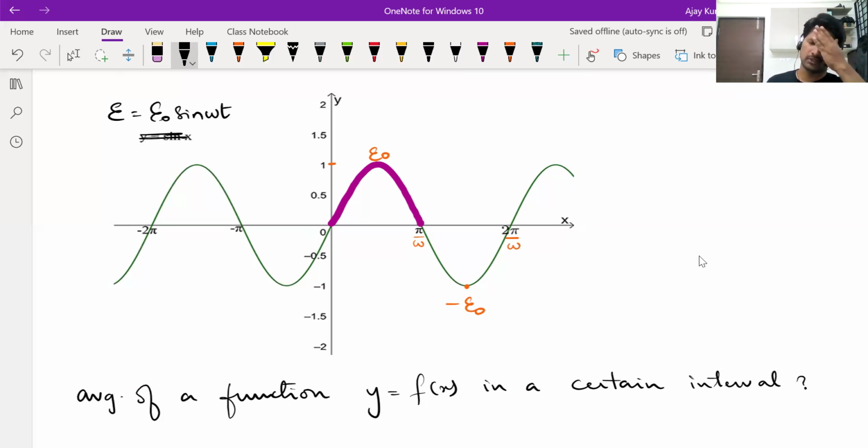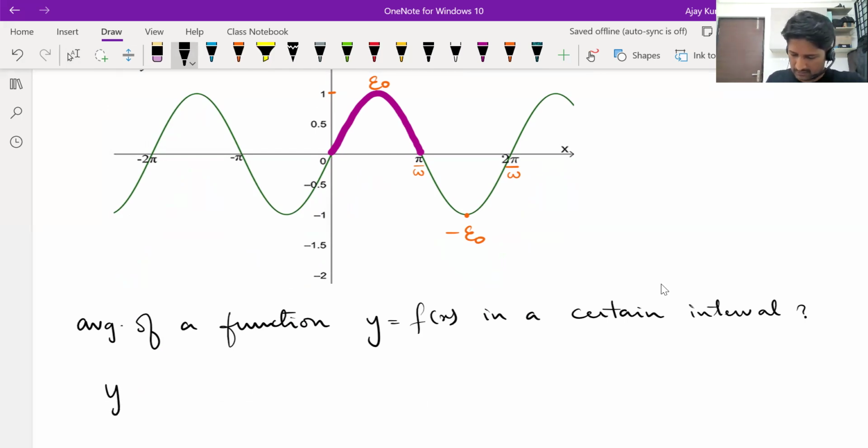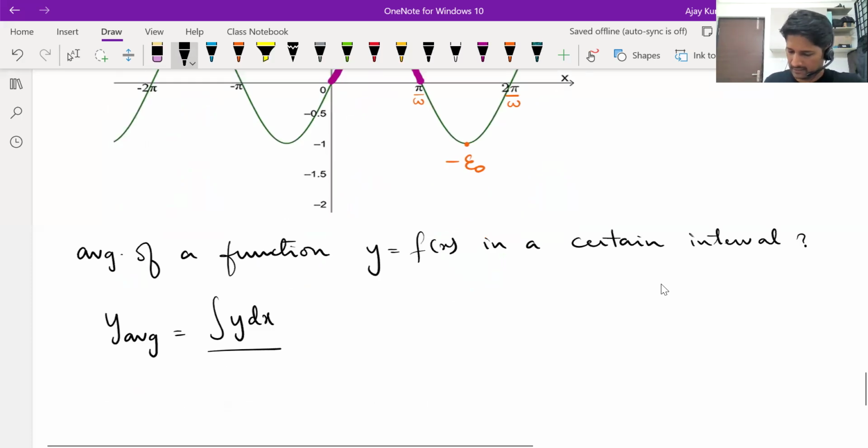I'm sure we discussed this. We talked about average velocity, average acceleration. Then I think we applied that to average current or something. Okay, you all go through that. I'll just tell you the idea now directly. If you want the average value of a function y is equal to f of x, it can be calculated as integral y dx divided by integral dx. So basically you have to integrate the function with limits as the interval in which you want the average, and divide that by the interval itself.